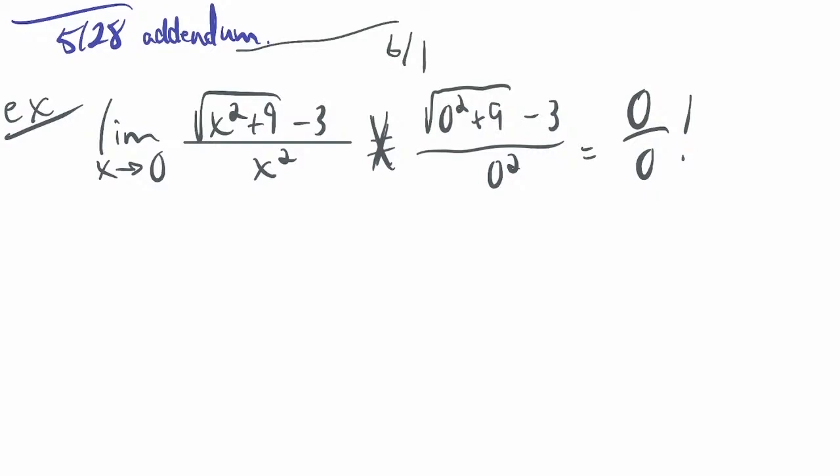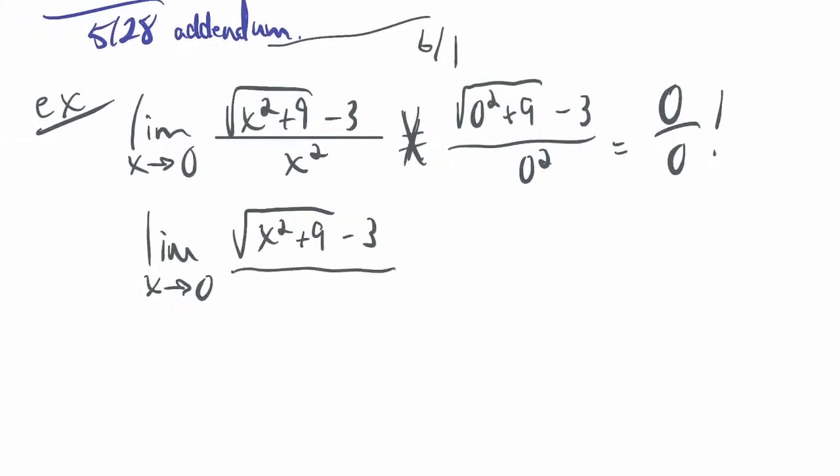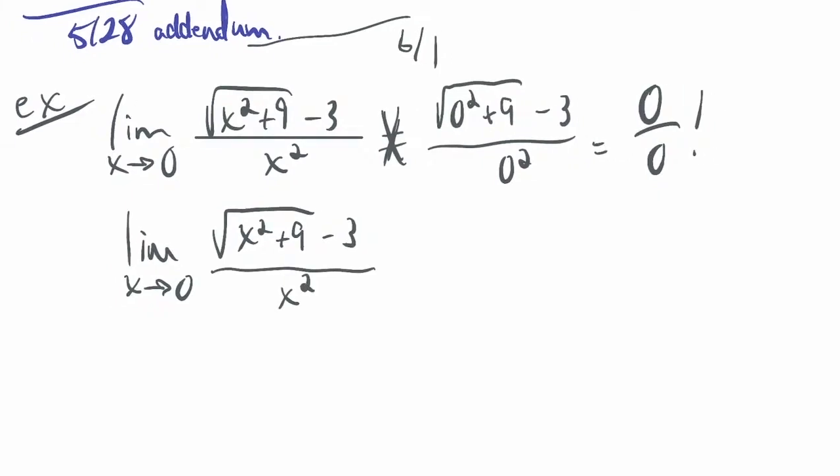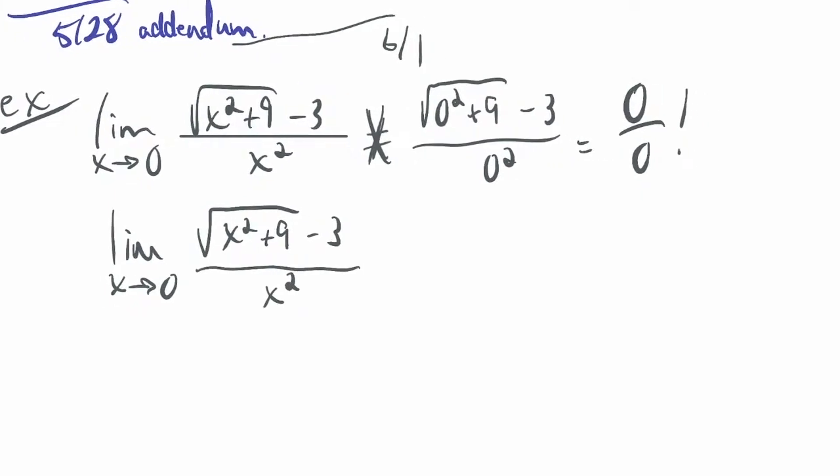So I'm going to rewrite the problem: the limit as x goes to 0 of the square root of x squared plus 9 minus 3 over x squared. And looking at this, it might not be at all obvious what needs to happen. I would imagine that you're thinking, well, what are we going to do? Obviously, we can't cancel the 9 and the 3 somehow. We can't combine them, right? We can't do like 9 minus 3.